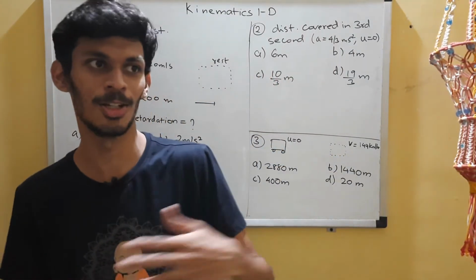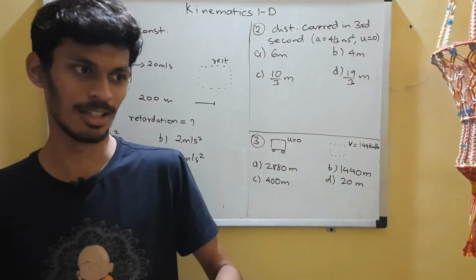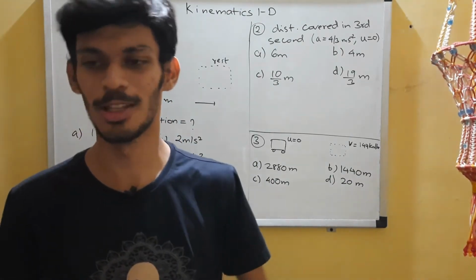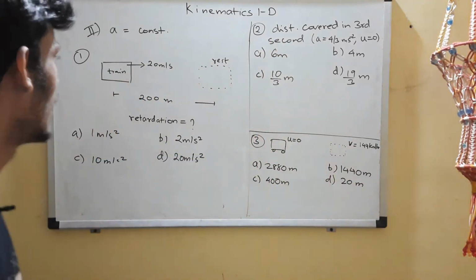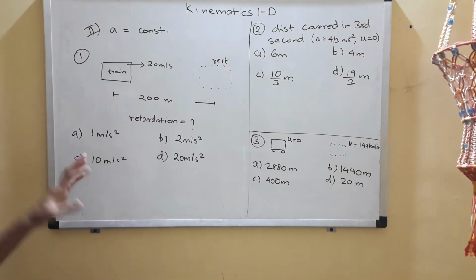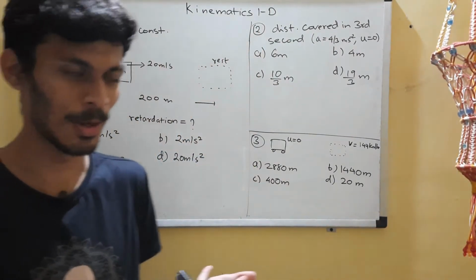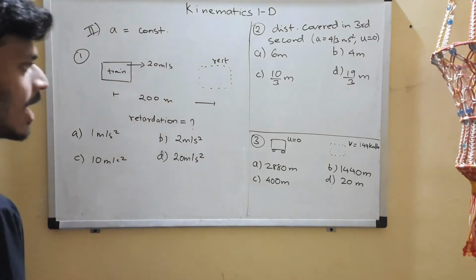What are they? v is equal to u plus at, v square is equal to u square plus 2as, and finally s is equal to ut plus half at square. Also there is one more, we'll discuss that over here. Anyways, let's try solving these questions. These are very straightforward questions, and such type of questions were asked in BITSAT. You just have to use the equations and you'll have your answer.